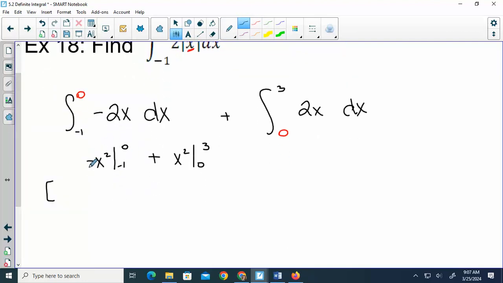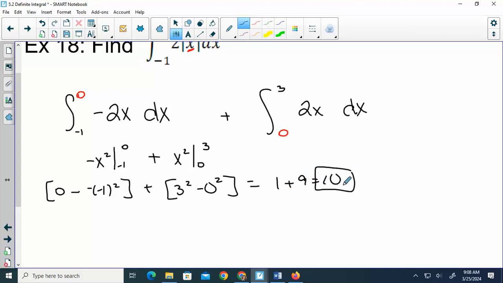Look at this. The opposite of 0 squared is 0 minus the opposite of -1 squared. So I get 0 minus negative, so +1. And put a 10.